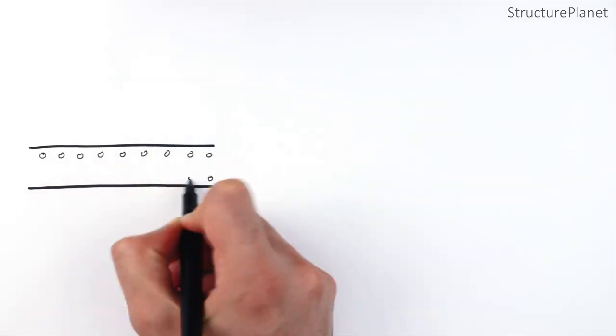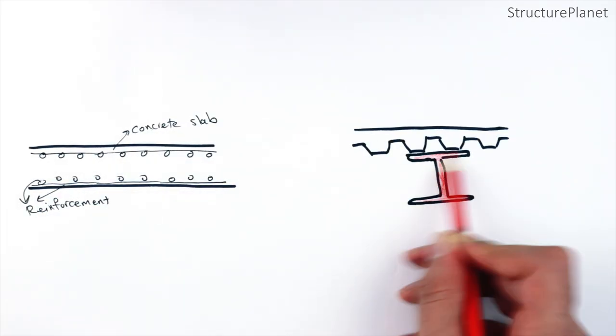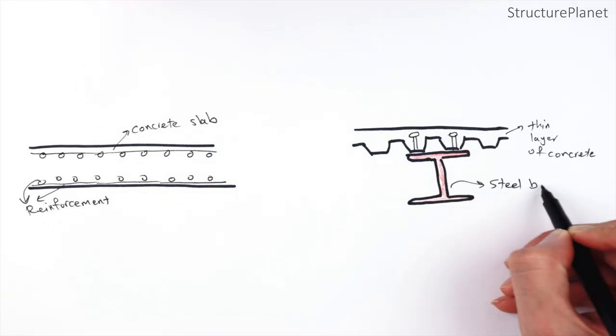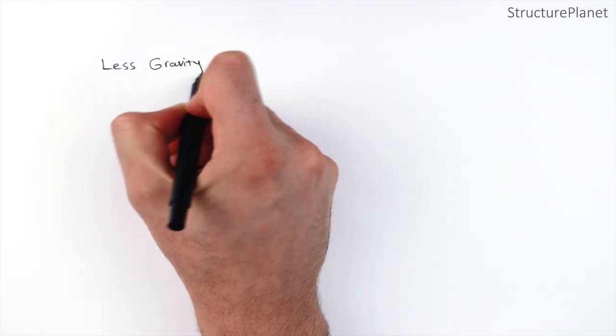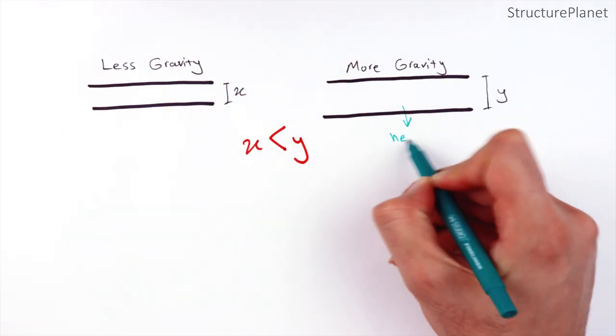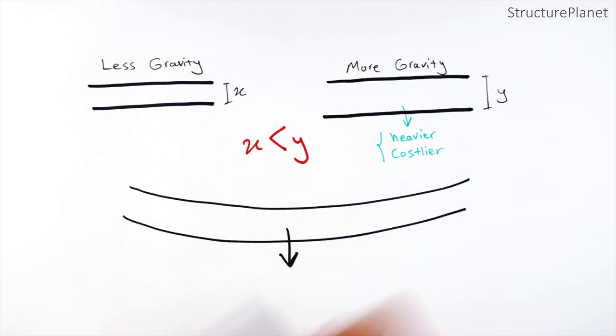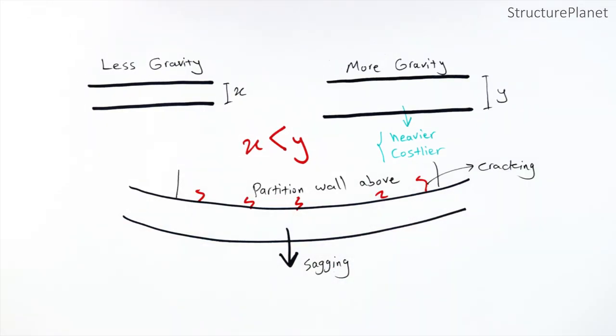There are many different types of floor systems used in high-rise buildings, such as reinforced or post-tension concrete slabs or composite steel and concrete deck. A higher gravity load will produce more vertical displacement or deflection on the floor. Deflection is mainly a serviceability condition and is limited to ensure comfortability for occupants.